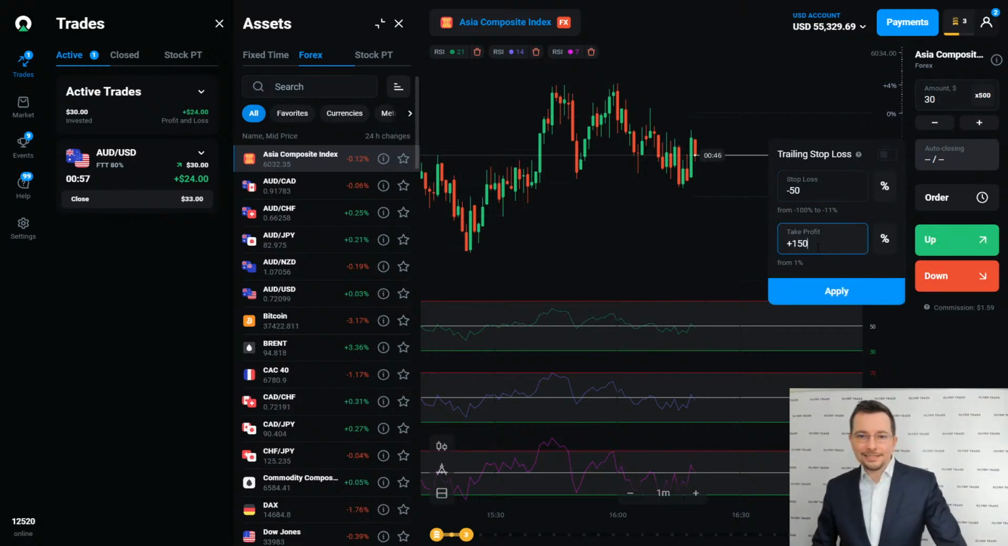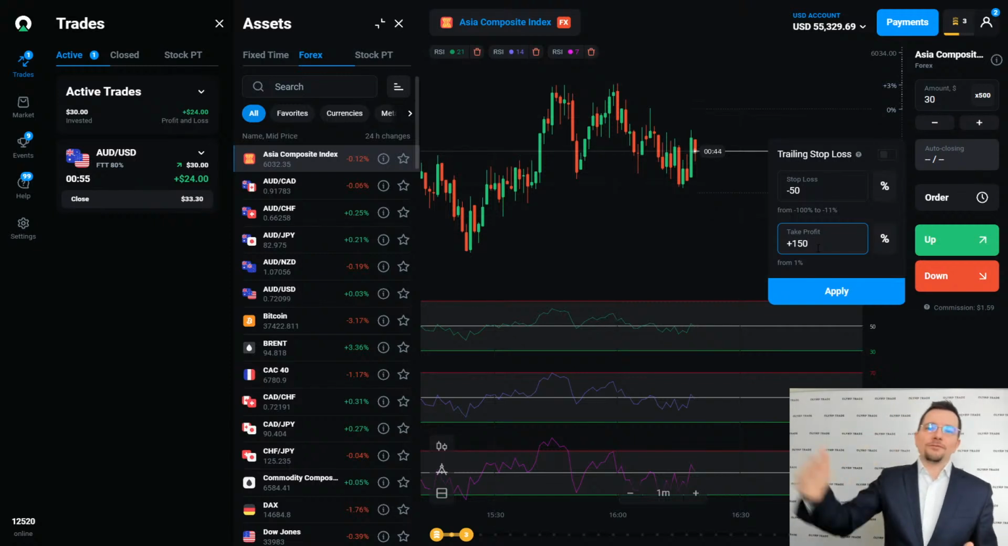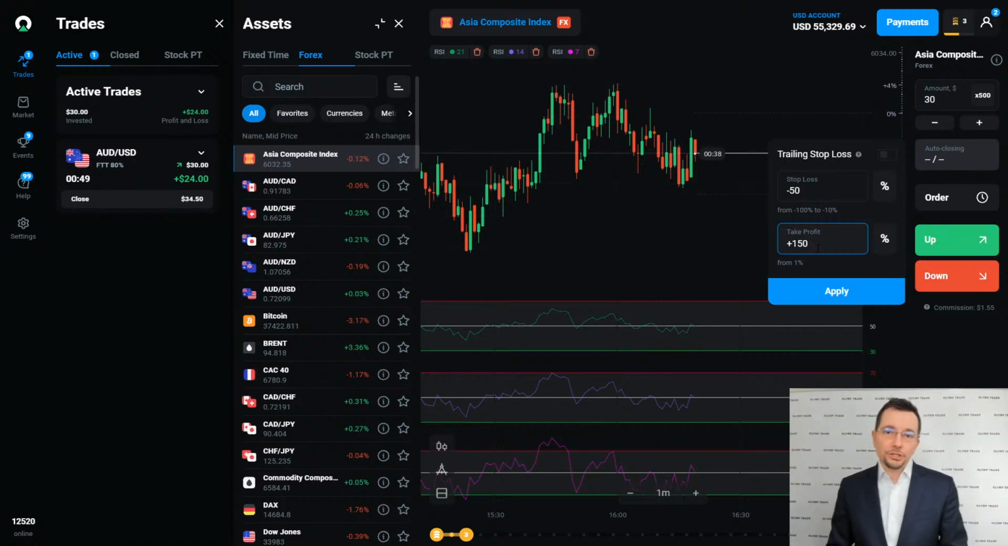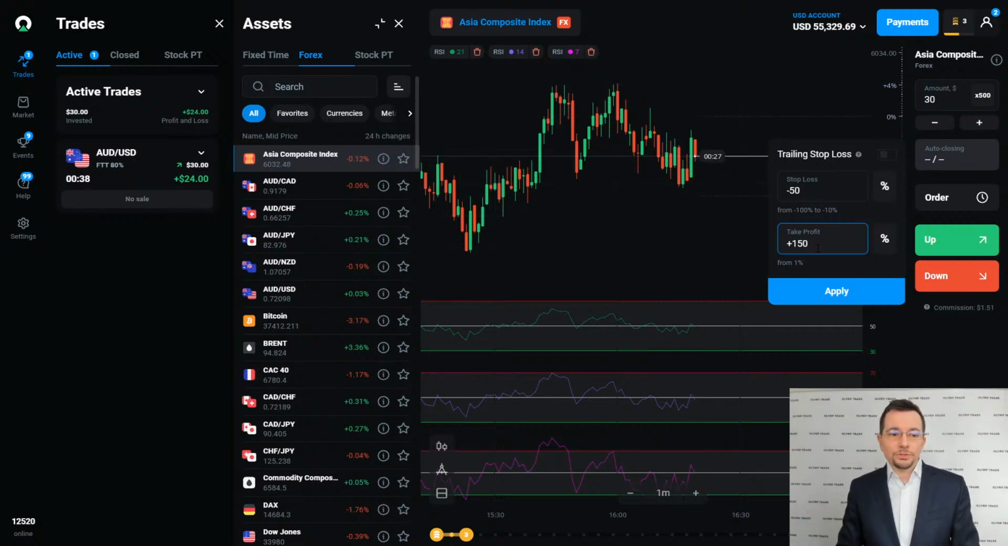So you want the asset to grow at least 1.5 times what you put into it. That's usually a good risk to reward ratio, and that's good money management that'll keep you in the game for a long time. It allows you to pick up skills, learn new strategies, and increase your deposit amount.